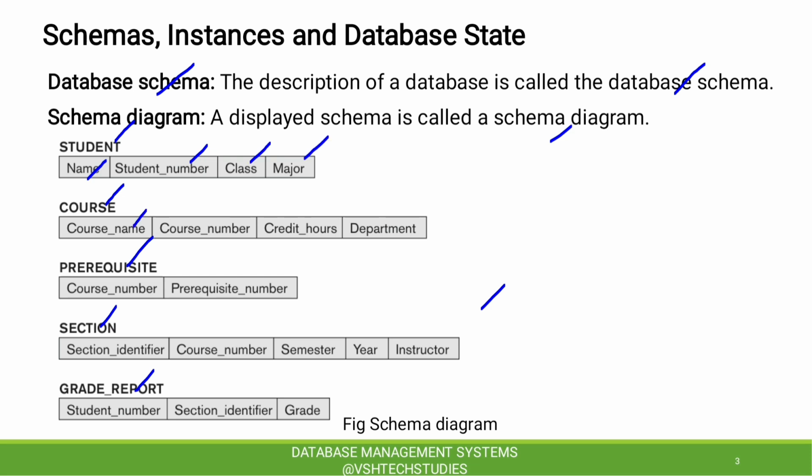Course table is having course name, course number, credit hours and department columns. Prerequisite table is having course number, prerequisite number as columns. Section table is having section identifier, course number, semester, year and instructor columns. Grade report table is having student number, section identifier and grade columns. So this is an example of a schema diagram.